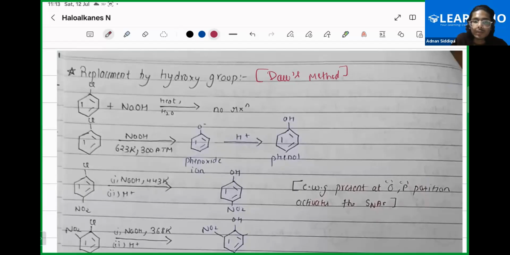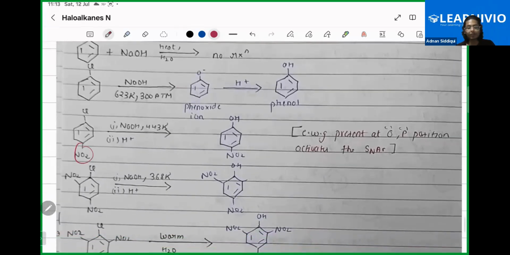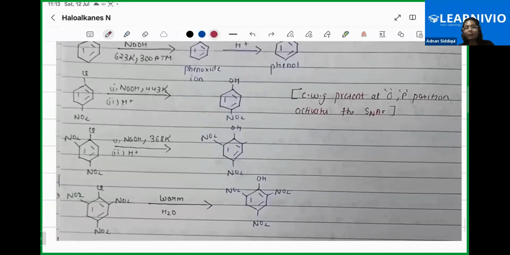So if you have to do this reaction, you have to provide some extreme conditions like high temperature and high pressure, right? So the first step is to convert it to oxide ion and then react it with H positive to convert to phenol. But what you can do to reduce these conditions, high temperature and high pressure, is introduce an electron withdrawing group. Once you have introduced the electron withdrawing group, it will make our benzene ring from electron rich to electron poor, so our nucleophile can attack. As you are increasing the number of electron withdrawing groups, your conditions will decrease.